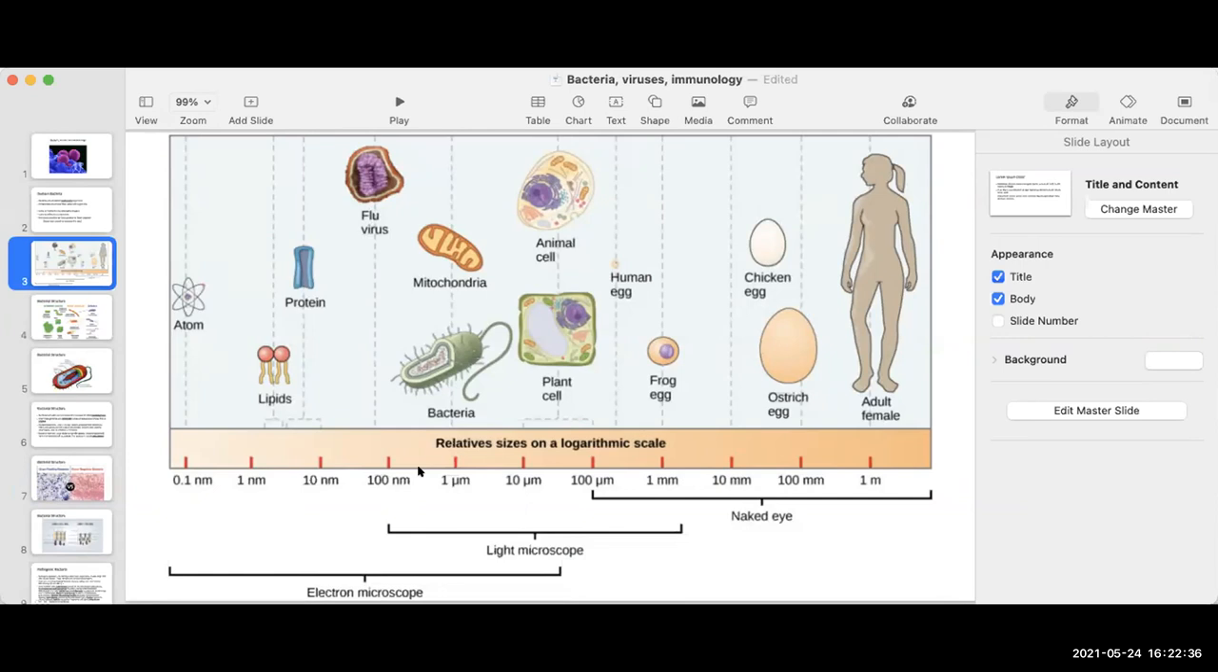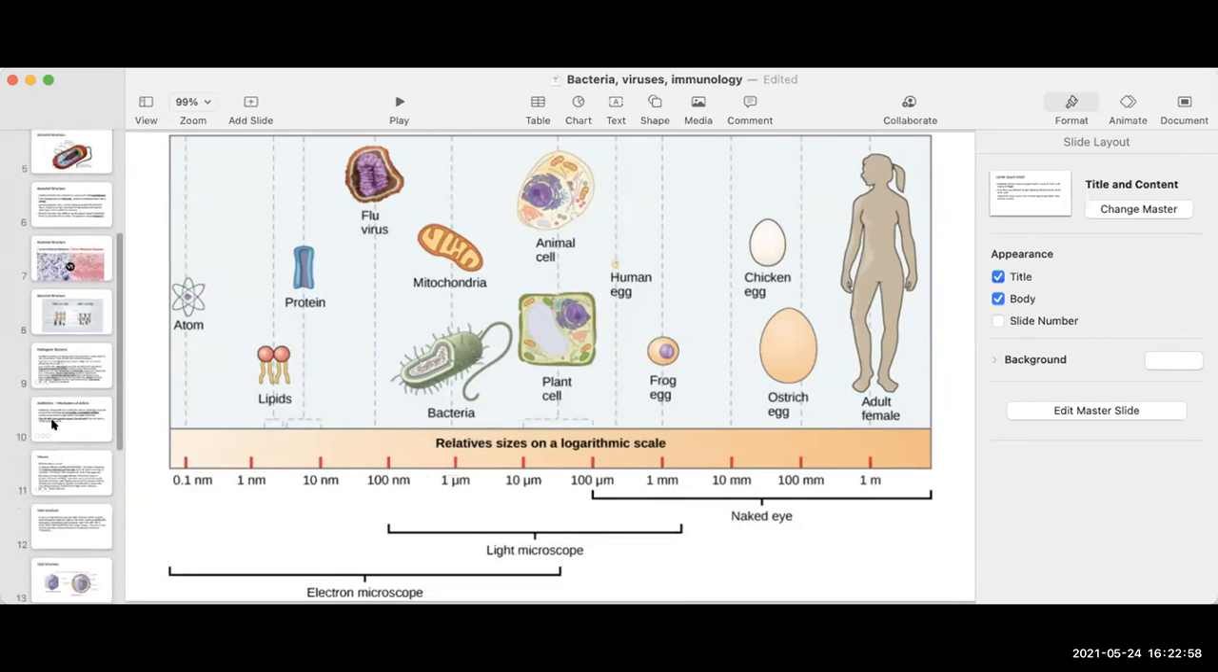Calculator. Actually, why don't I ask Siri? Hey Siri, how many nanometers is 1 micrometer? 1 micrometer is 1,000 nanometers. Thanks, Siri. I thought so. All right, so it's a tenth the size. And they're in this range.